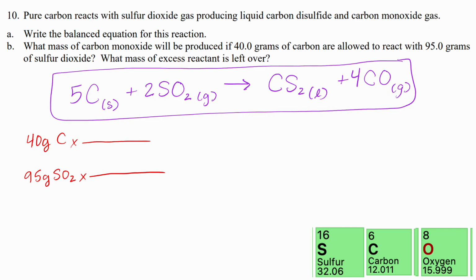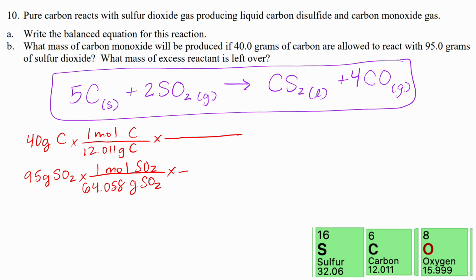So if we want to get into carbon monoxide, the first thing we need to do is convert to moles. So 1 mole of carbon is equal to the molar mass of carbon. And 1 mole of SO2 is equal to the molar mass of SO2. Oxygen is 15.999 times 2 plus sulfur, which is 32.06. That's going to give us 64.058.